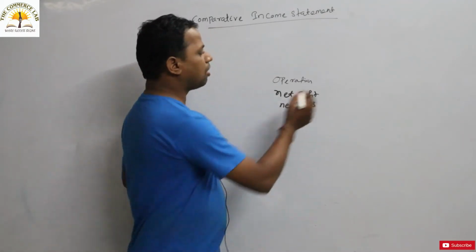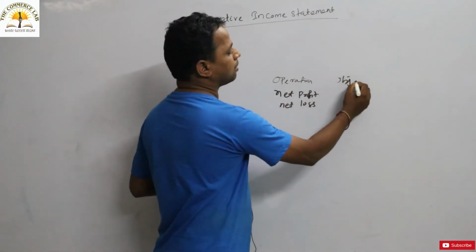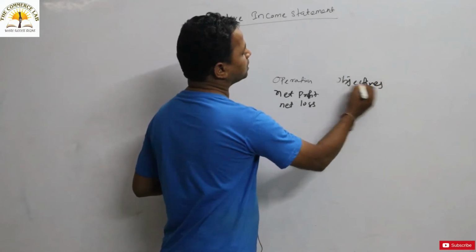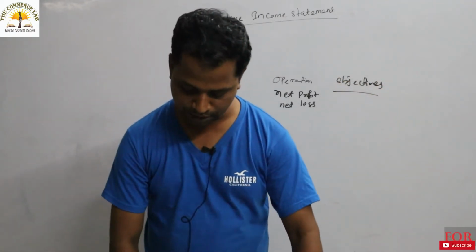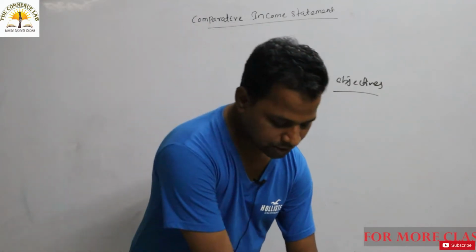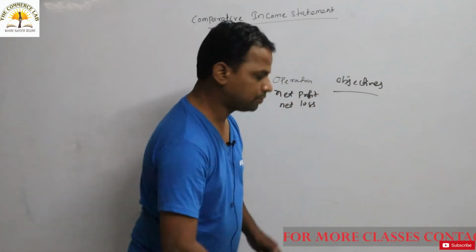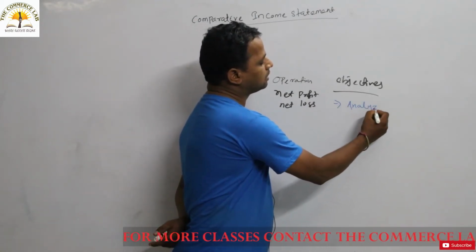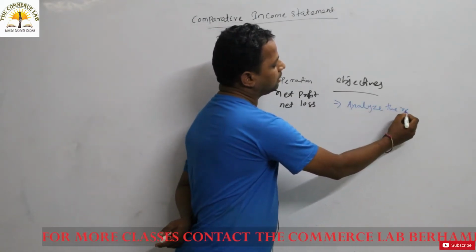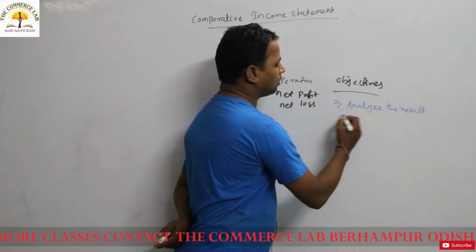Okay, then what are the objectives? So what is the objective of this comparative income statement? Comparative income statement का objective क्या है? Okay, so the first objective is to analyze the result. What? To analyze the result. Okay, whether profit is made or loss is made.